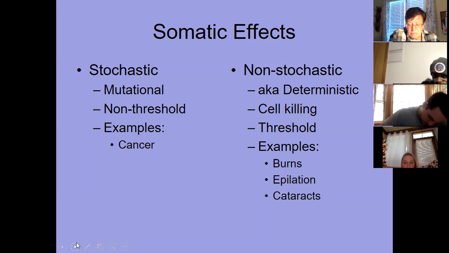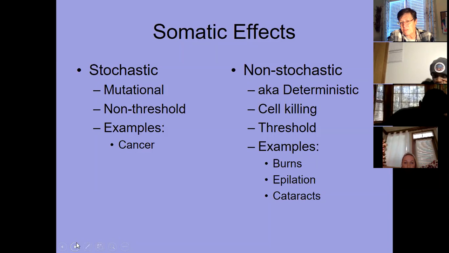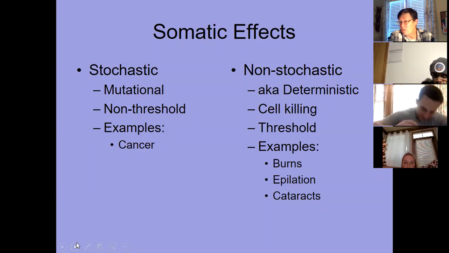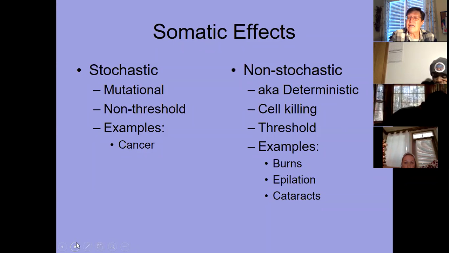So examples, common examples are from skin, because they're easy to visualize. So skin burns, which would be erythema, epilation, which is hair loss. Cataract induction is also an example of a non-stochastic effect.